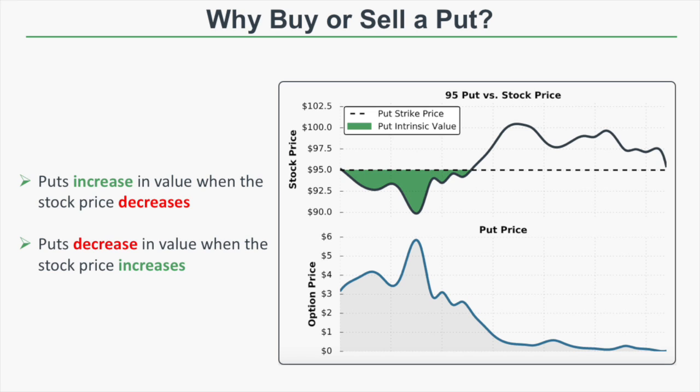Alright, so as you can see here, unlike call options, put options increase in value when the stock price falls, and put options decrease in value when the stock price rises. So why does that make sense?